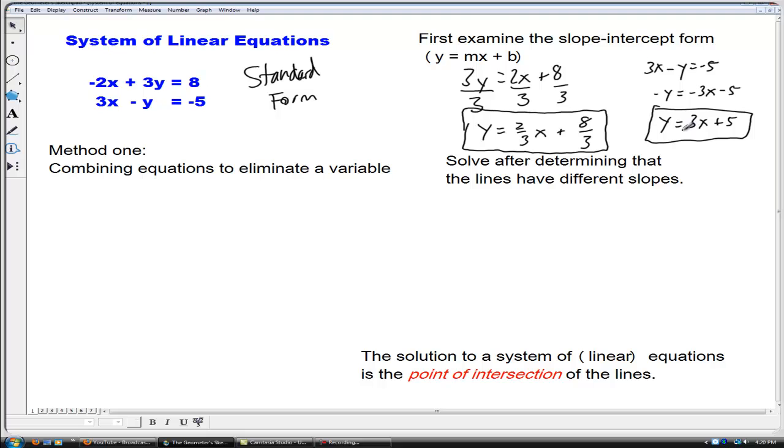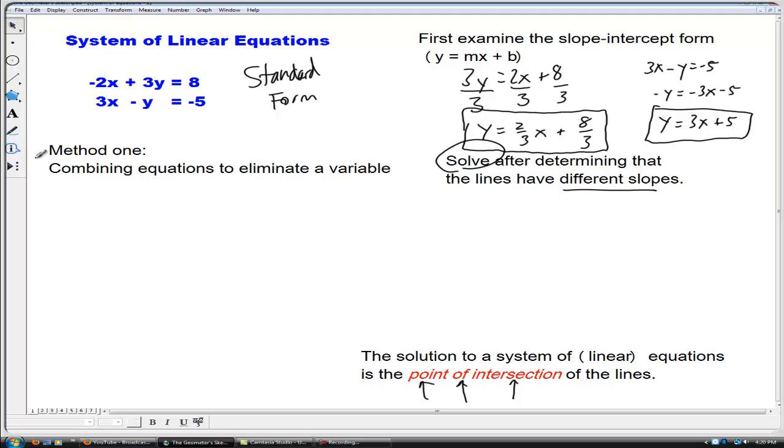Now this step is important because immediately we can compare the two slopes. Once we determine that the lines have different slopes, we can go ahead and solve. And what we're looking for when we solve is the point of intersection. So that's what we're after, an x value and a y value. So let's solve for x and y.